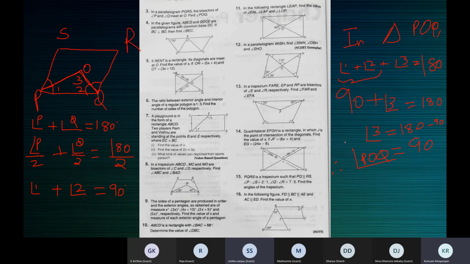And then what is p plus q? P plus Q is 90 degrees, ma'am. No, p plus q is 180 degrees. You must write that also, in the bracket. P plus q is 180, so half of 180 is 90. Yes, ma'am. Yeah, then it will be fine.